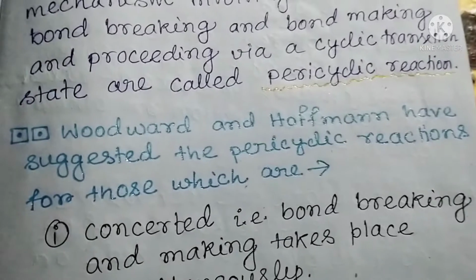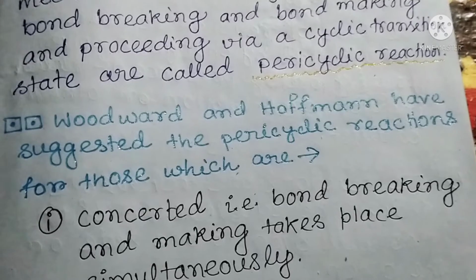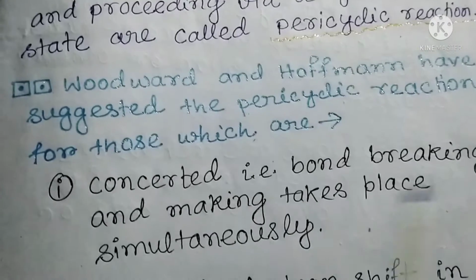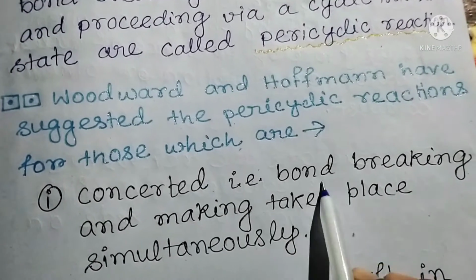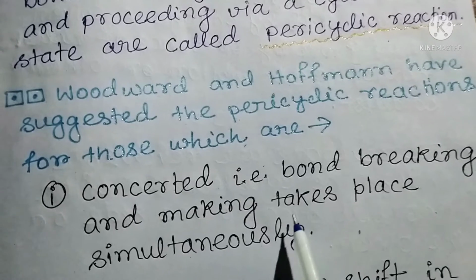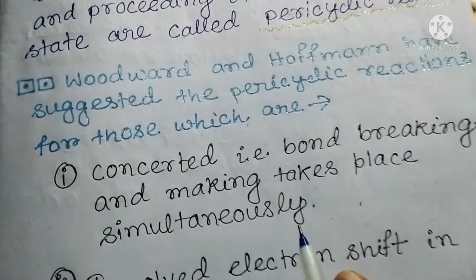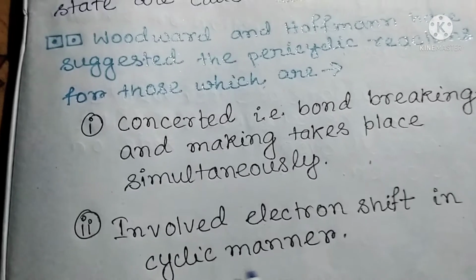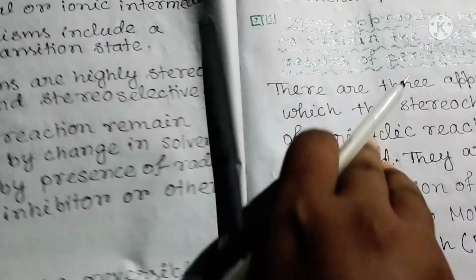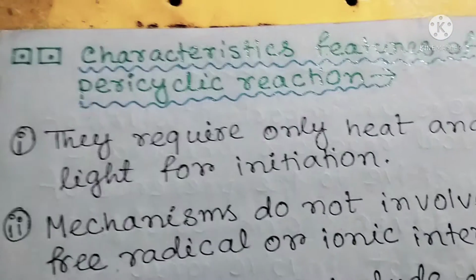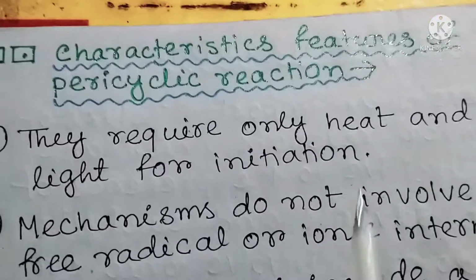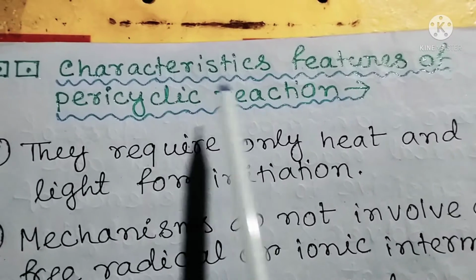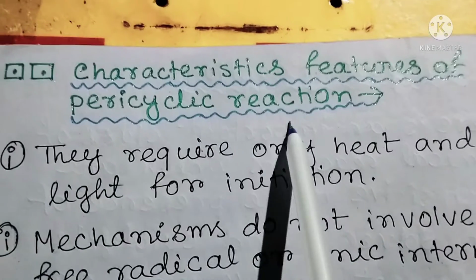Woodward and Hoffmann have suggested the pericyclic reactions for those which are concerted, that is, bond breaking and making takes place simultaneously. And the next is that they involve electron shift in a cyclic manner. These two are the rules which are given by Woodward and Hoffmann. Next, we study about characteristic features of pericyclic reaction.